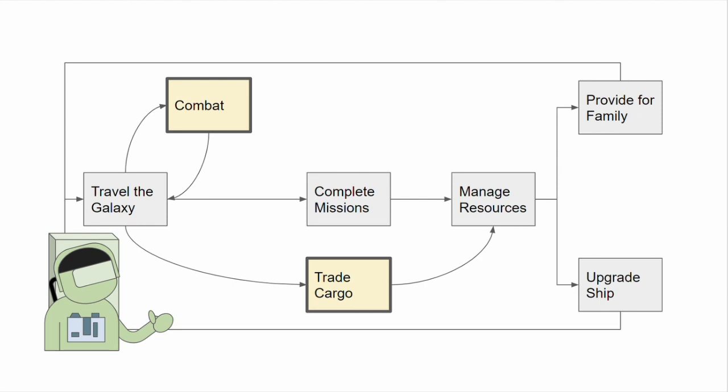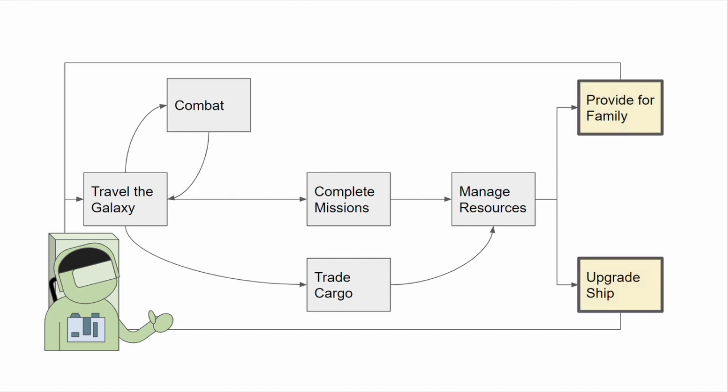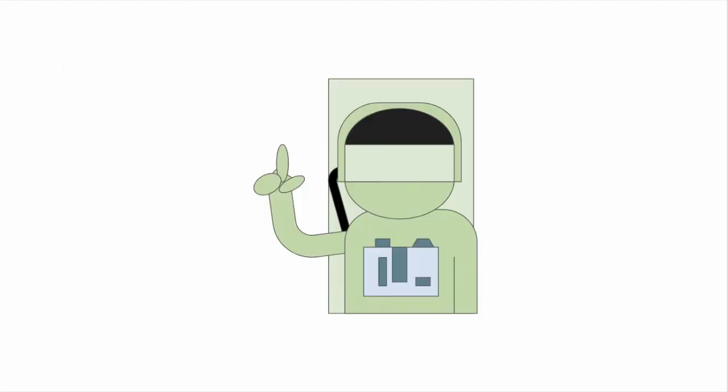I've decided that combat and trading cargo are essential to making my world feel alive. I've also separated the activities that a player can do in space versus on planets or on stations, and finally right before departing for their next destination. One of the key things that I added back in is the decision to send some funds back to their family or to reinvest in their ship and crew. That decision is a crucial part of the game itself, and I really want players to experience that. I think that's important enough to make that distinction in the gameplay loop.